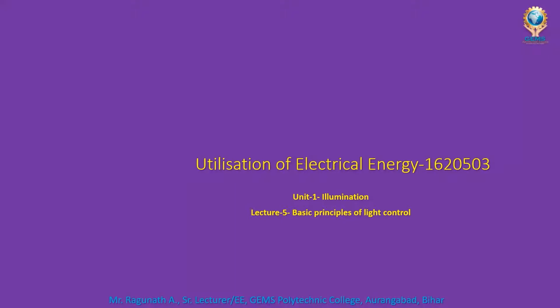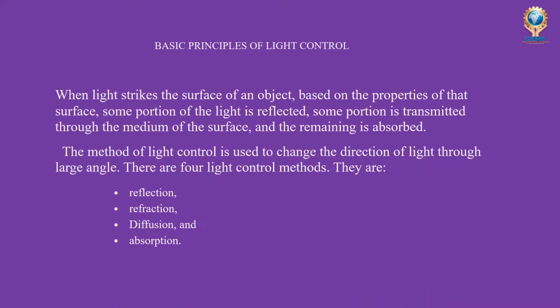In this video we are going to see the basic principles of light control in the first unit, illumination. When the light strikes the surface of an object, based on the properties of the surface, some portion of the light will be reflected, some portion will be transmitted through the medium of the surface, and the remaining is absorbed.